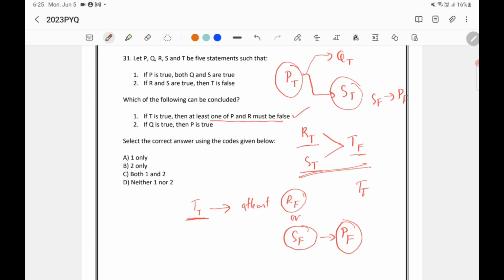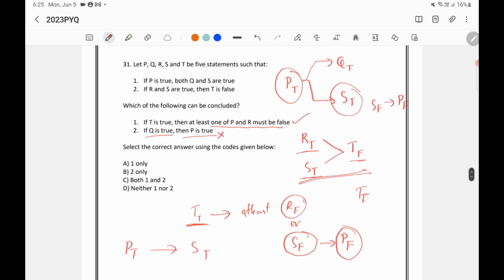Now if you look into the second conclusion, it says that if Q is true, then P is true. I already told you that it is given that if P is true, then S is true, but the reverse won't be correct. So we cannot say this. So only one is the right answer.